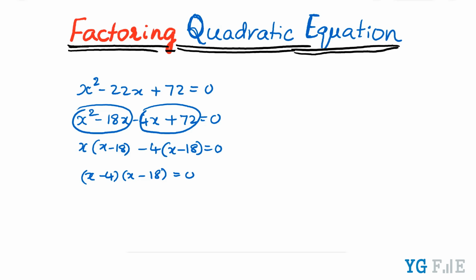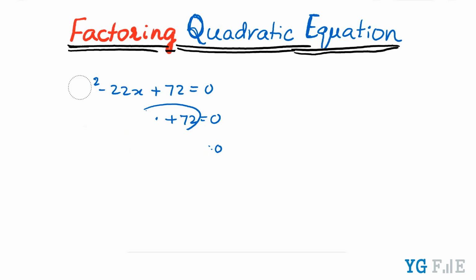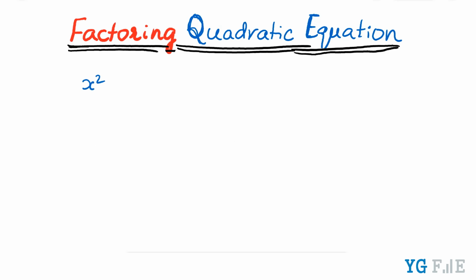In all these examples, there is one thing to notice. When we write x squared plus bx plus c, the leading coefficient, the coefficient of x squared, is 1. So this is 1, and we call these monic.